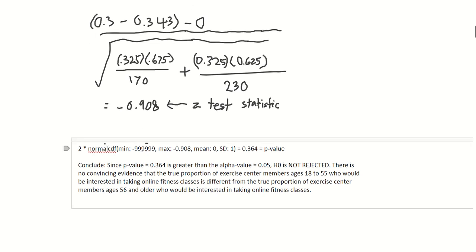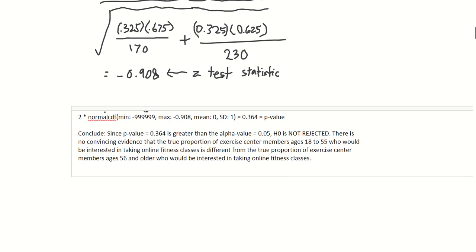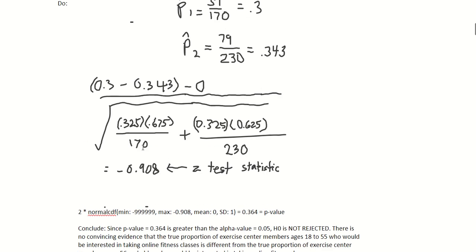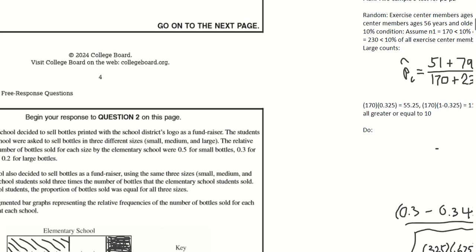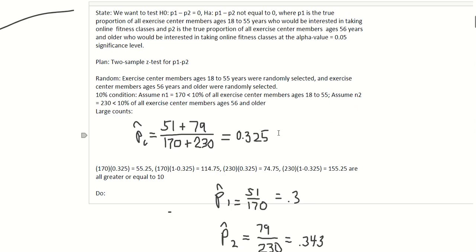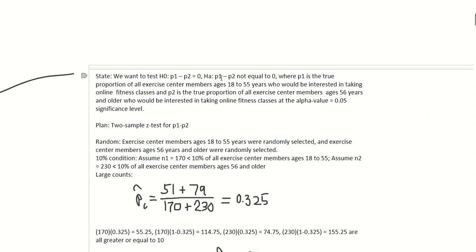You can plug this z-test statistic into our normal CDF function, where the minimum is negative 99999, max is negative 0.908, mean is 0, and standard deviation is 1. And we multiply by 2. The reason why we multiply by 2 is because we are simply looking if there's any difference.